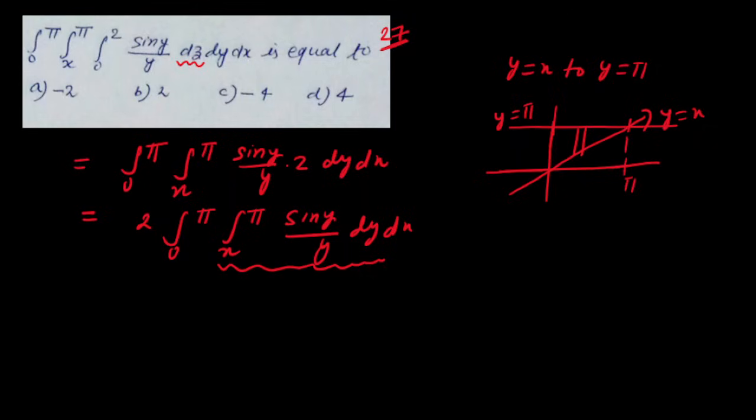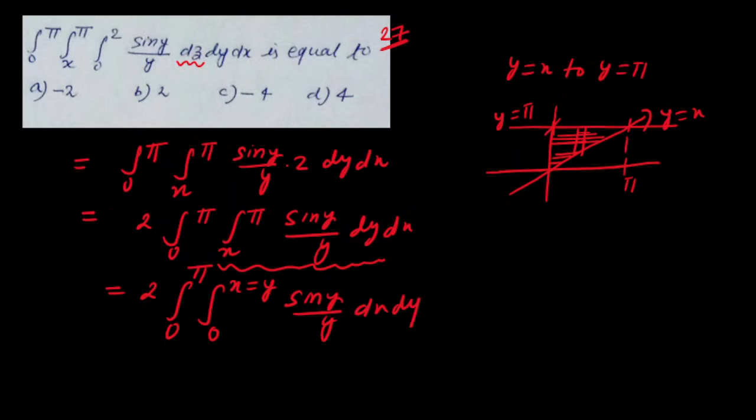So to cover this region, I can take a horizontal strip as well. So if I take the horizontal strip, what will happen? We have to take the limit of x first. So x is starting at 0, horizontal strip is starting at 0, and going up to the line x is equal to y. So I will write x is equal to 0 to x is equal to y, and then I have to move it from this point to this point, means y is equal to 0 to y is equal to pi, and then sine y by y and dx dy. I have changed the order.